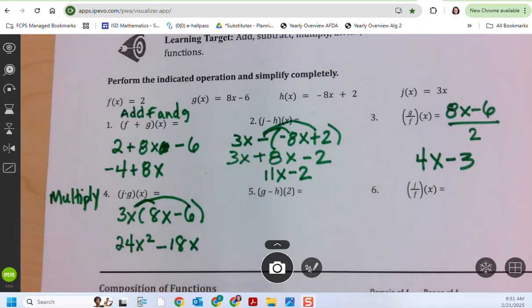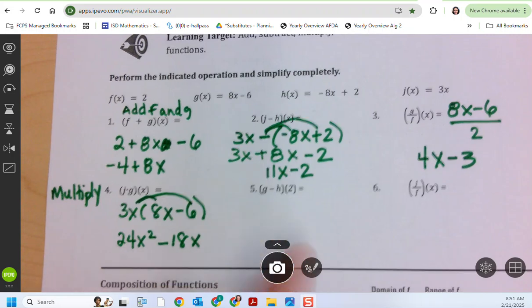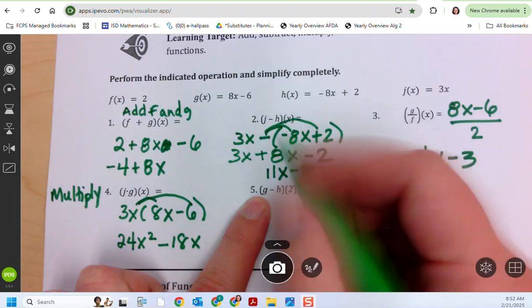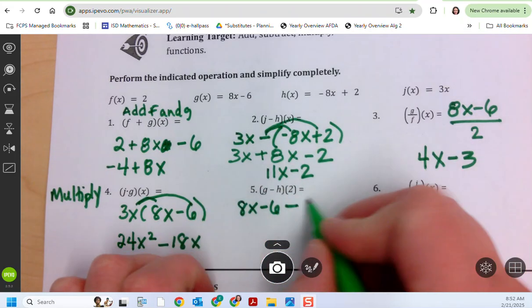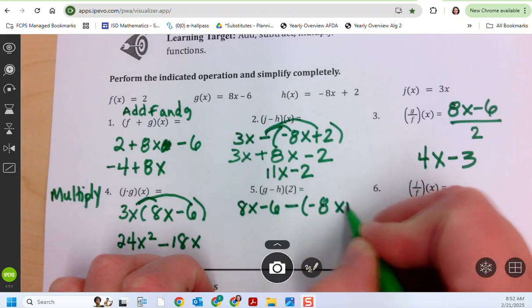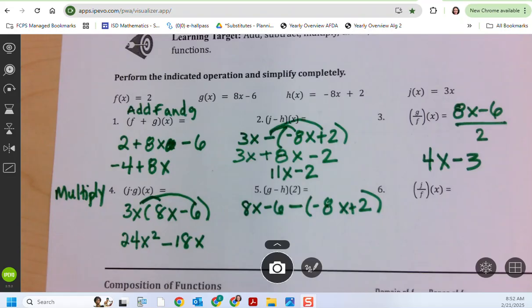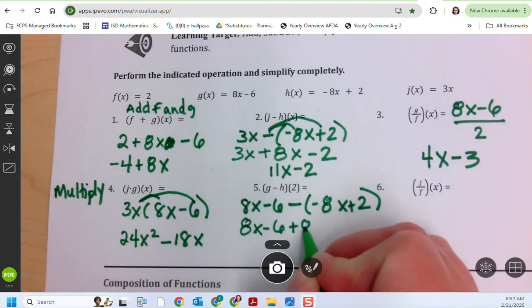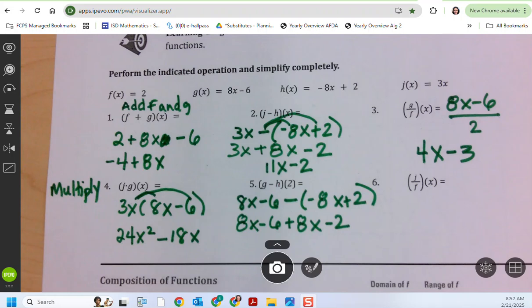I actually think the first way is slightly easier, but I'm going to do it the second way because it's going to practice the skill that we just had where we are subtracting the functions. Okay? So I'm going to subtract the functions and then I'm going to substitute 2. So G is this one. Minus H. Like that. Distribute your subtraction, and then combine like terms, and then remember we have one more step to do after that.